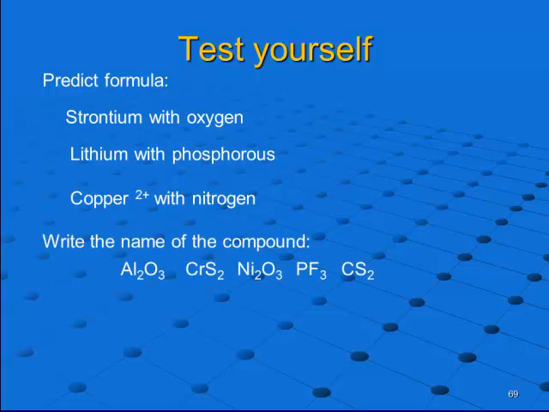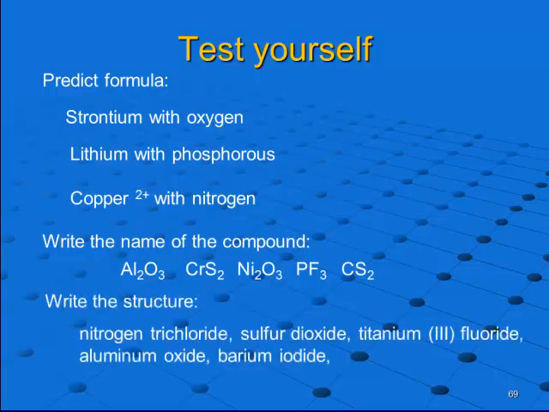I'll go the other way. I'll give you the formula. You tell me the name. Same idea. You're going to look at the compound. You're going to look at metal with a nonmetal. And if it's a metal, is it a transition metal or a representative? And then you name it accordingly. Give you the name. You have to be able to tell me what the formula is. These are the problems you're going to have to be able to do.